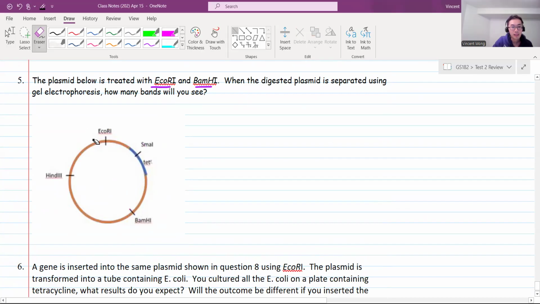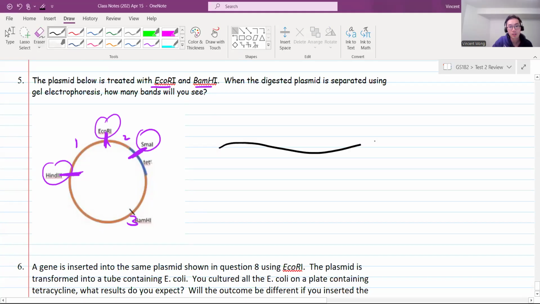If I cut it with EcoR1, HindIII, and SmaI, one cut, two cuts, three cuts. That's 1, 2, 3 fragments. Now, one thing I do want to point out is if your DNA is linear, and then you do 3 cuts, you actually get an additional piece, right? 4 pieces. So read carefully on the test.